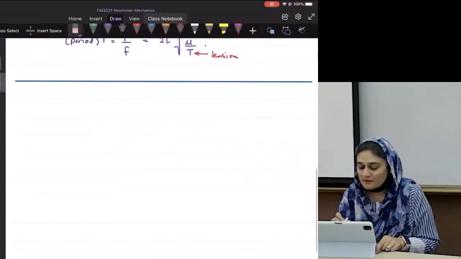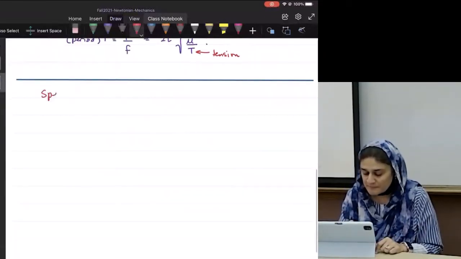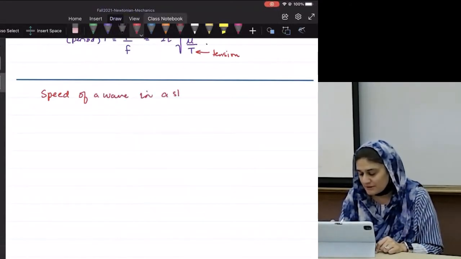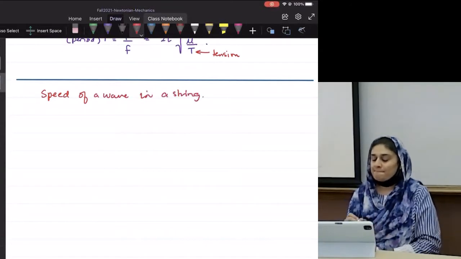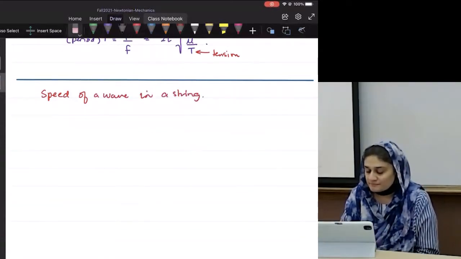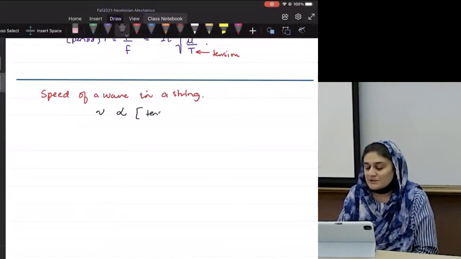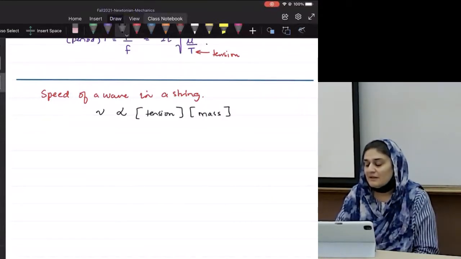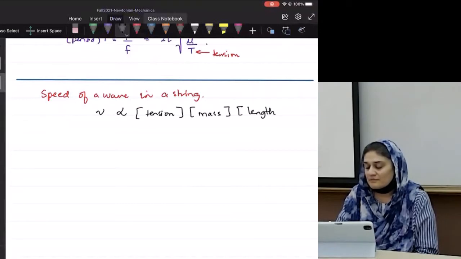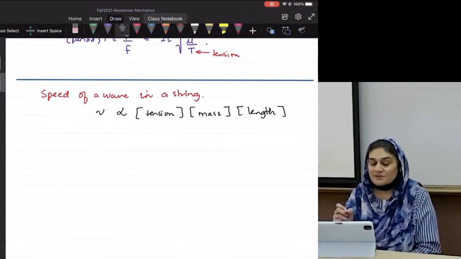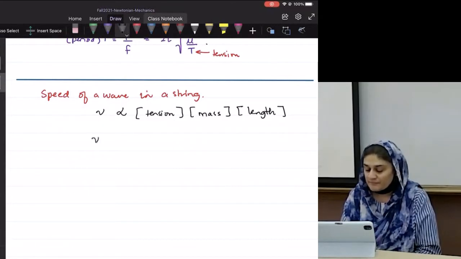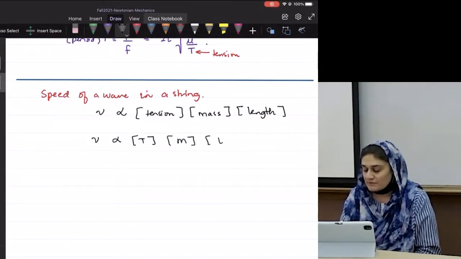Okay, so we know the speed of a wave in a string depends on, is a function of, the tension in the string, the mass of the string, and the length of the string. Now, in order to do dimensional analysis, what's step one? V is proportional to T, M, L.